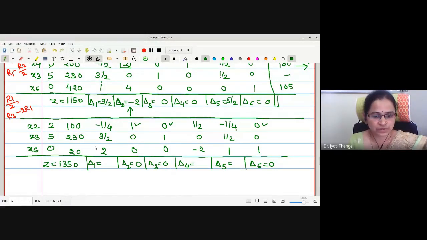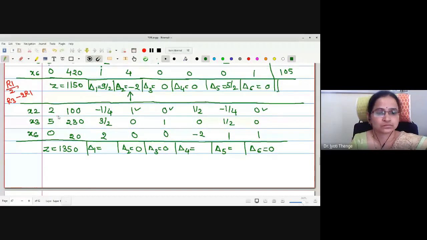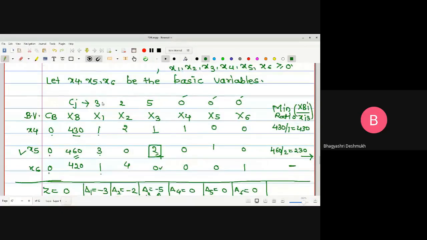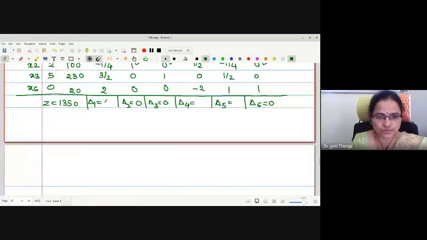CB x1 minus C1 you have to calculate. CB is 2 into minus 1 by 4, this is minus half, plus 5 into 3 by 2, that is 15 by 2. Minus 1 by 2 plus 15 by 2 is 14 by 2, that is 7. Tell me the values. 7 minus C1, 7 minus 3. How much is the value then? It's 4.